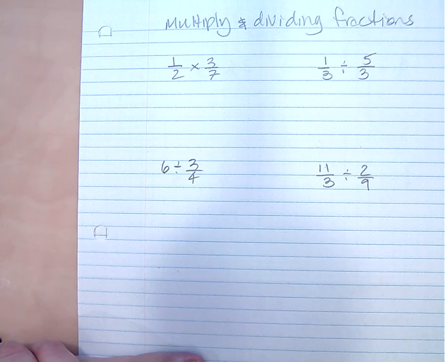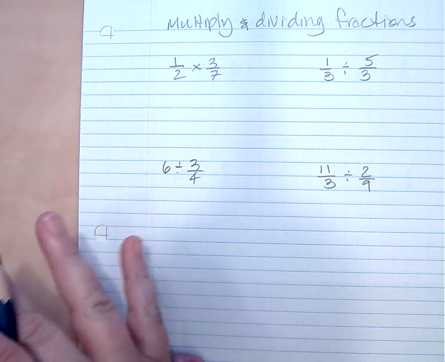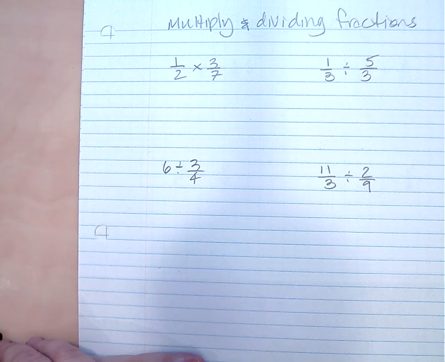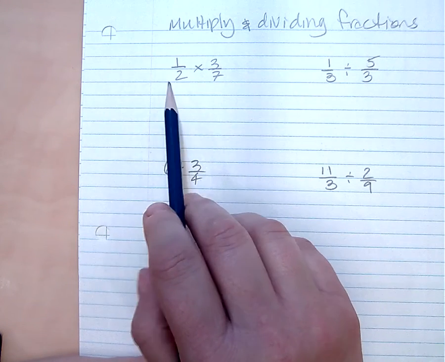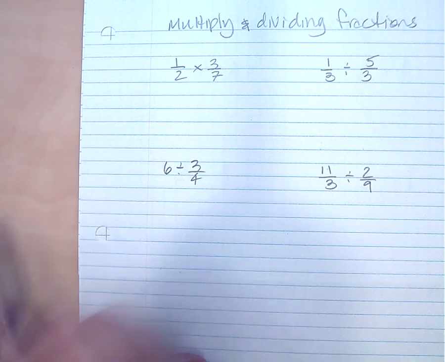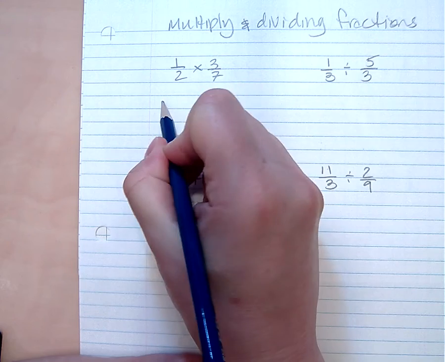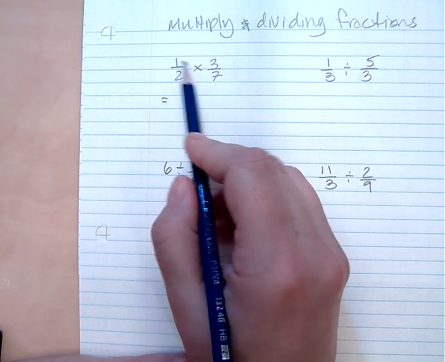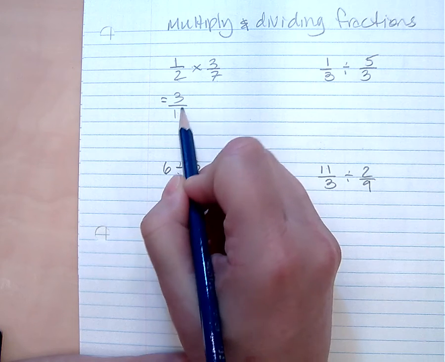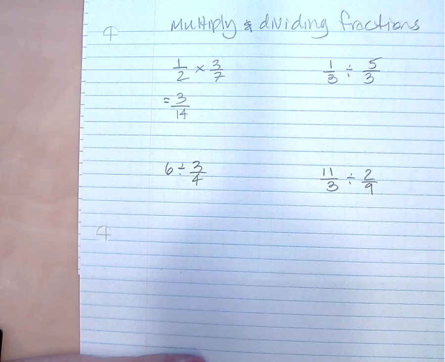Multiplying and dividing fractions is identical. It's all the same, just the dividing part has one additional step. That's it. So when we are multiplying or dividing fractions, let's start with multiplying. We're going to multiply the numerators, write down the answer, and multiply the denominators. So really treat it like it's just two questions. 1 times 3 is 3, and 2 times 7 is 14. That's it. Okay? Seriously. You can do that.